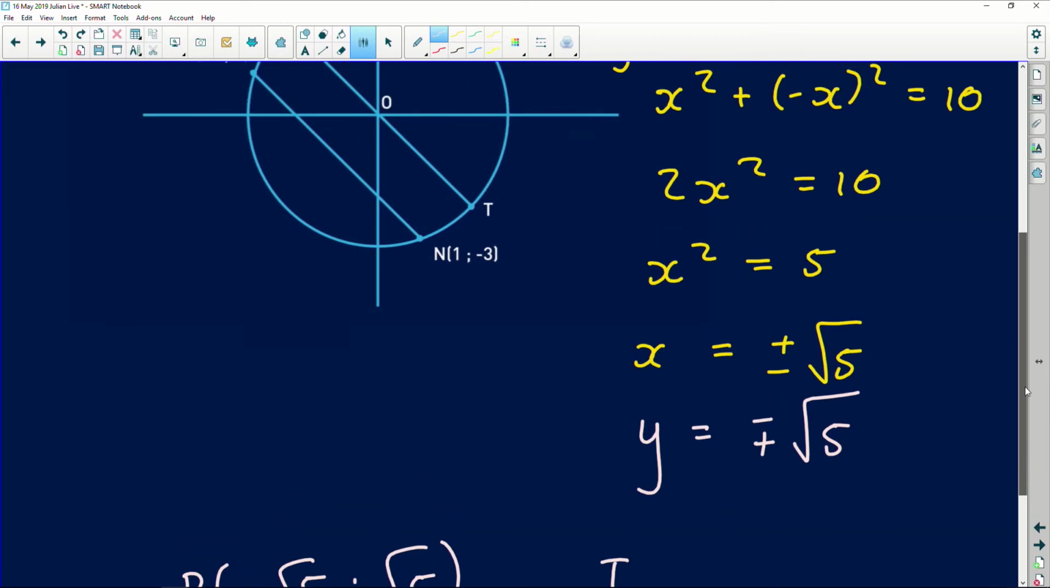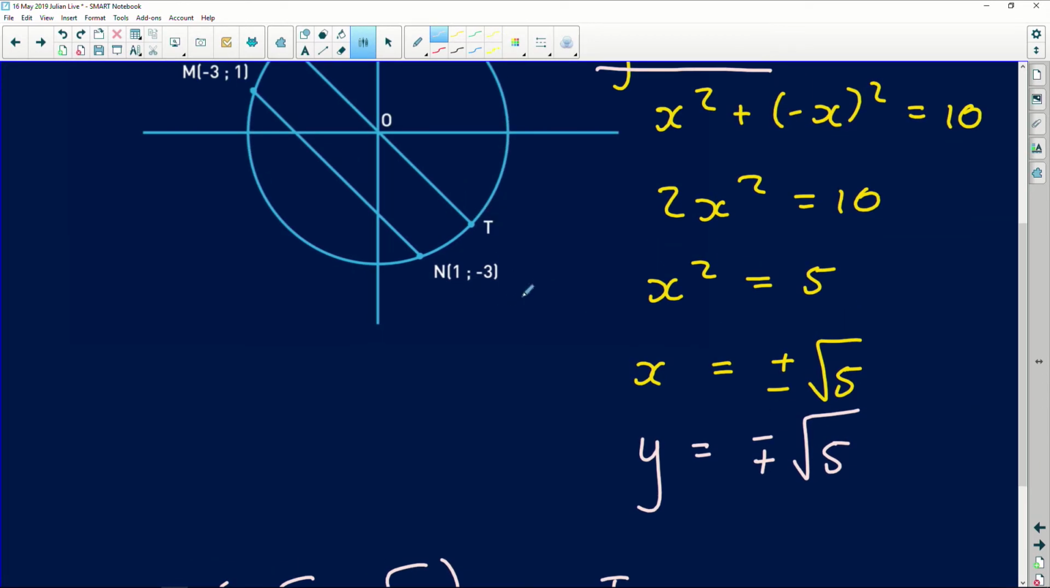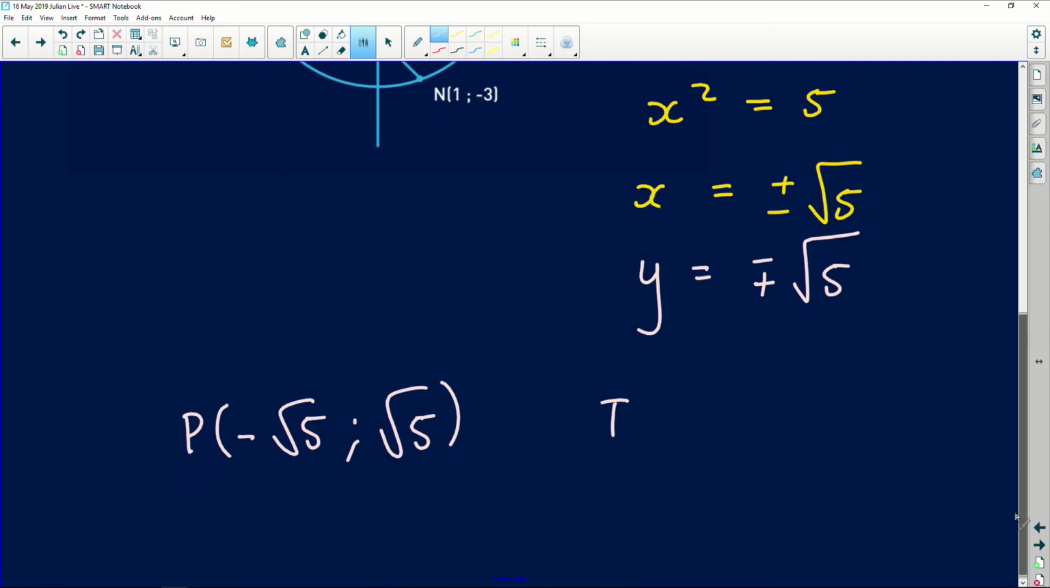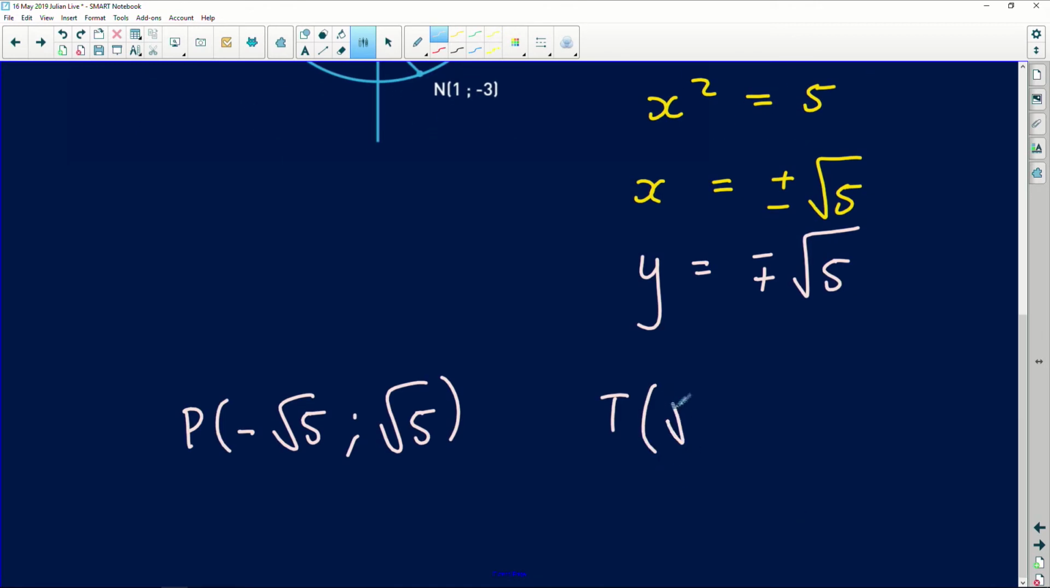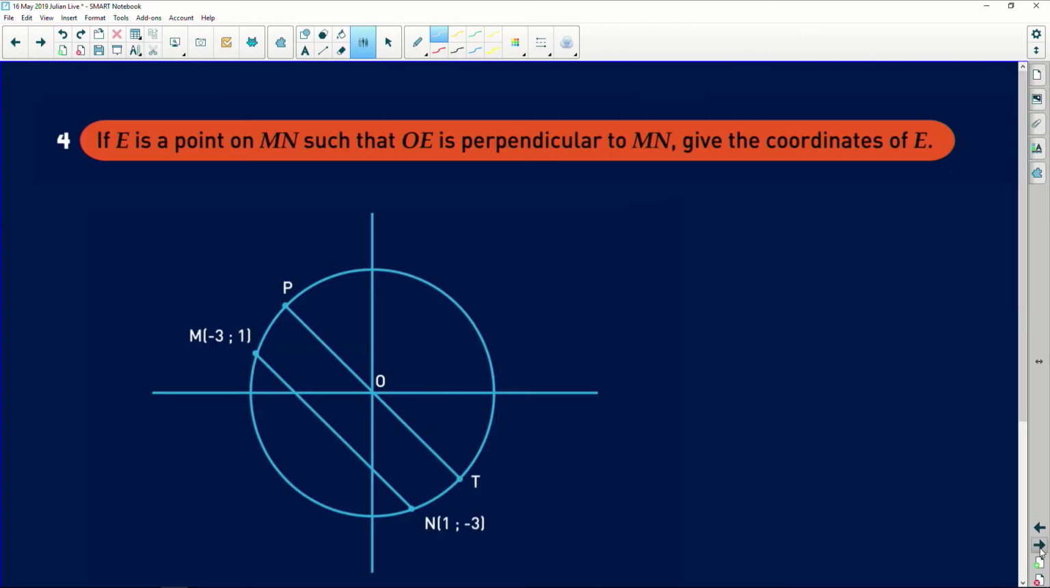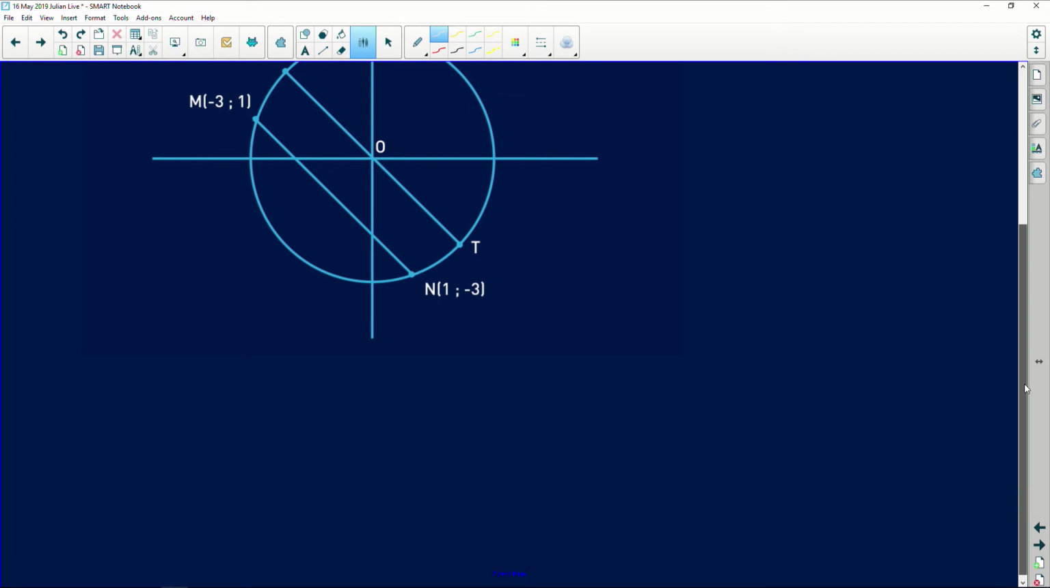T, on the other hand, you can see that it is in a positive x quadrant and a negative y quadrant. So we are then going to say T is going to be root 5 and negative root 5. And that's that over there. Okay, let's carry on and see what the next question is.